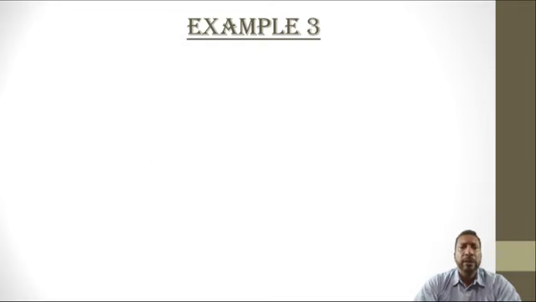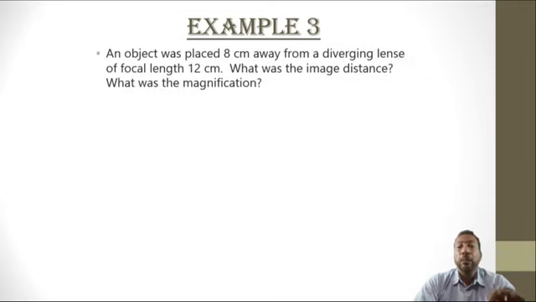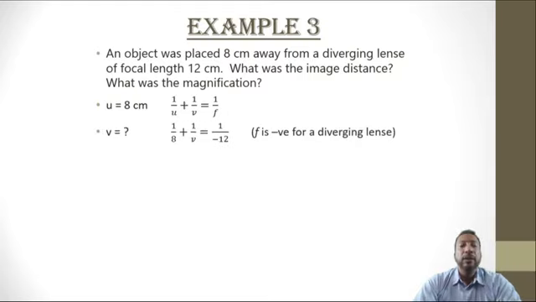And in our third example for today, an object was placed 8 centimeters away from a diverging lens of focal length 12 centimeters. What was the image distance? What was the magnification? So we identify our givens, we substitute, but in this instance, we have to be careful that we have a negative number for f because it is a diverging lens. So when we transpose, we will have negative 1/12 minus 1/8.